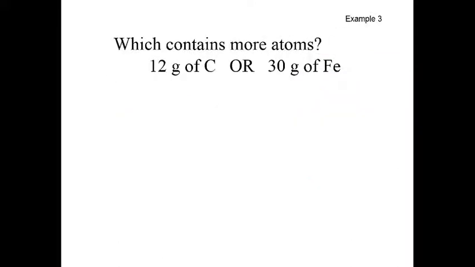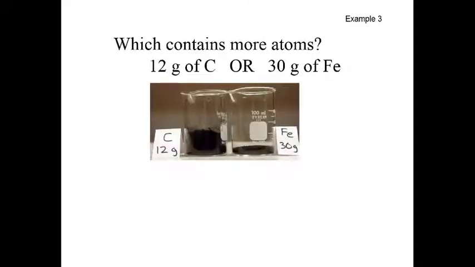Our third example asks us to rank 2 samples in number of atoms. Which contains more atoms, 12 grams of carbon or 30 grams of iron? This question brings us back full circle to where we started. Recall that we had 2 beakers with black solids. The beaker containing carbon had a greater volume of solid but a smaller mass. We had asked how could we tell which has more individual items or more atoms. Now we know how to answer that question.